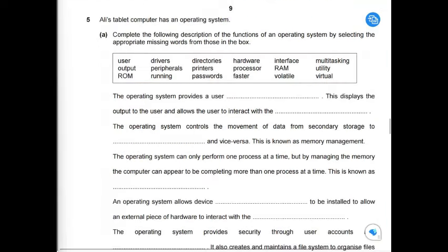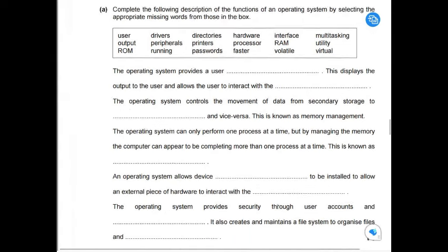Let's go on to the next one. So this is a fill in the blanks. So, Ali's tablet has an operating system. We need to complete the following description of the functions of an operating system by selecting the appropriate missing words from those in the box. We've got all these words, but we only need to fill in 1, 2, 3, 4, 5, 6, 7 words, or 8. So the operating system provides a user interface. Yes, it does. This displays the output from the user and will allow them to interact with the hardware. Yes, that's what an operating system does. Allows us to interact with the hardware at a basic level.